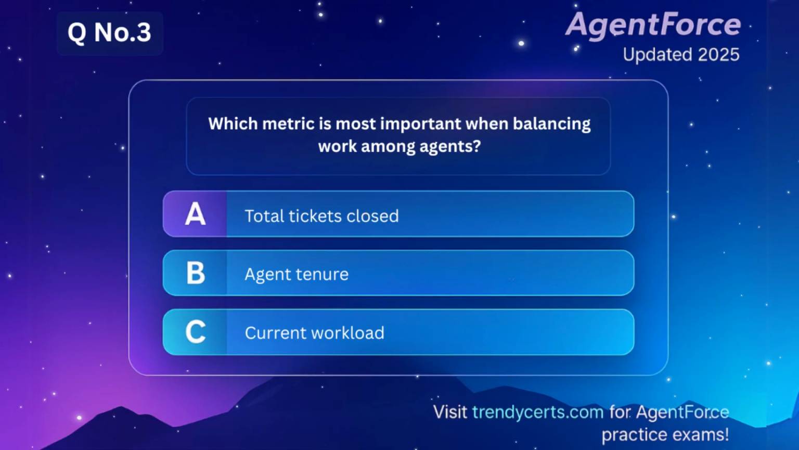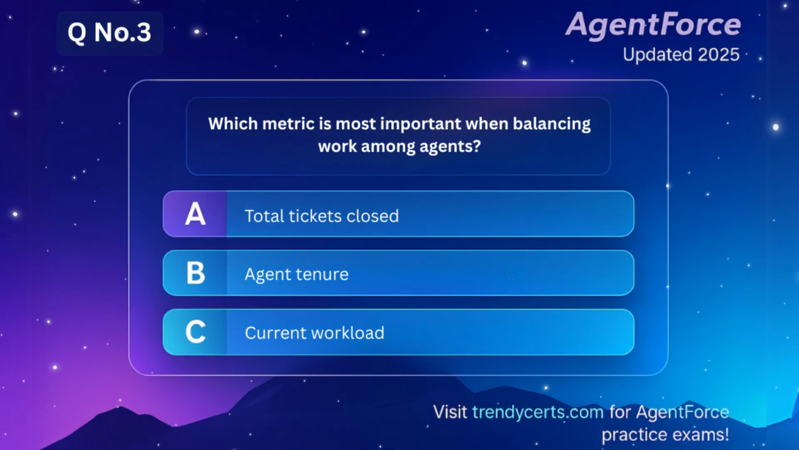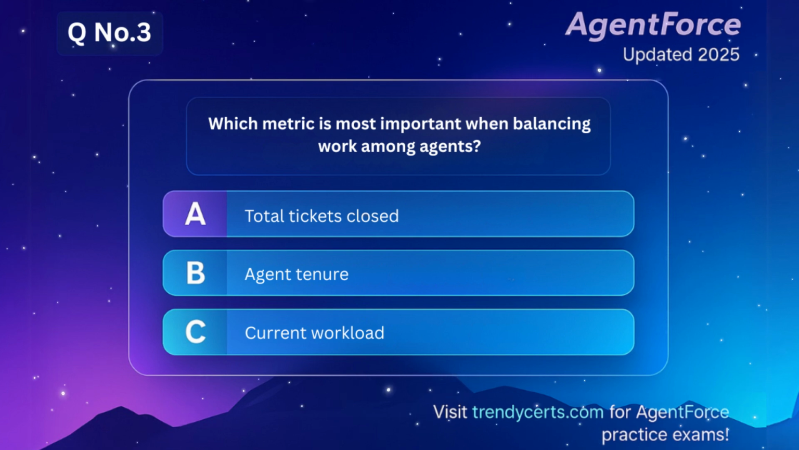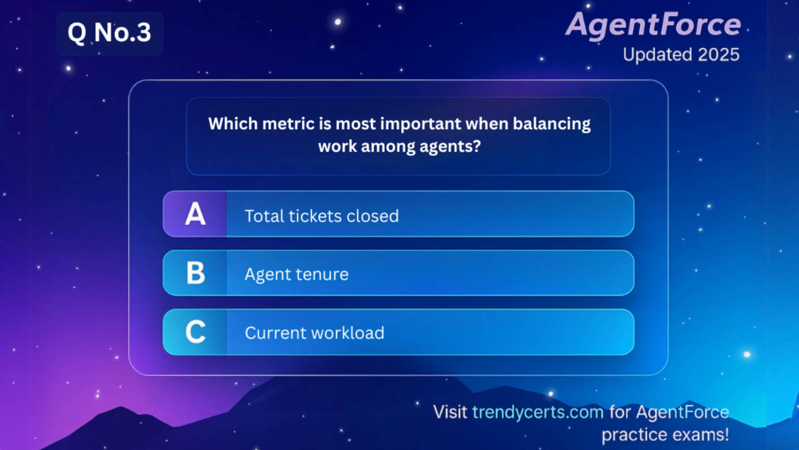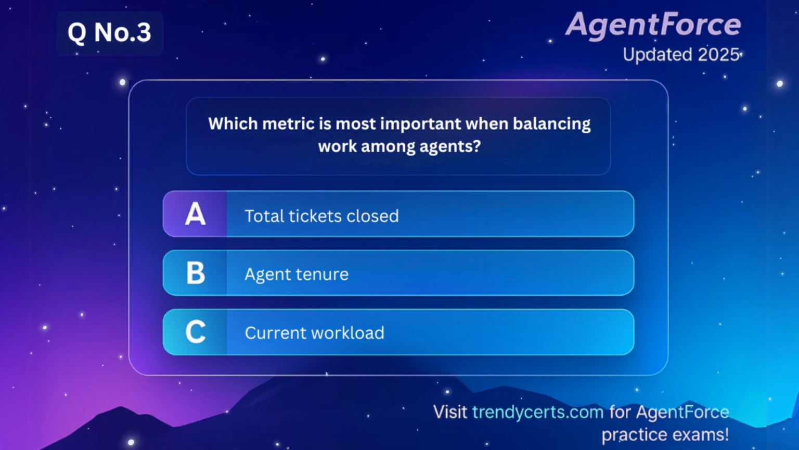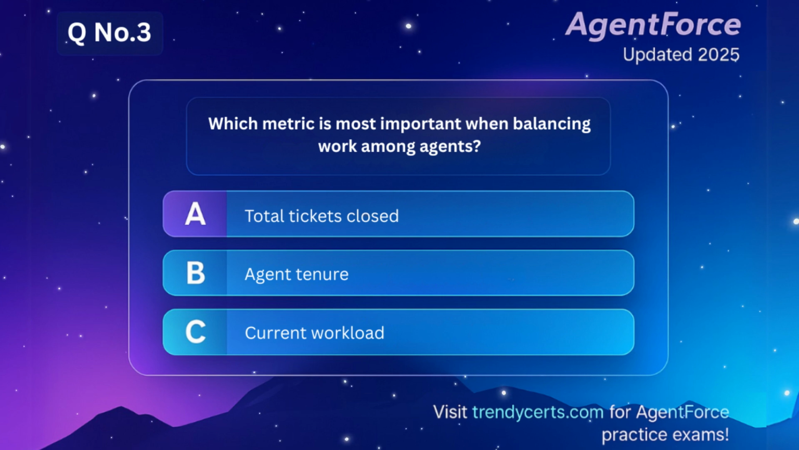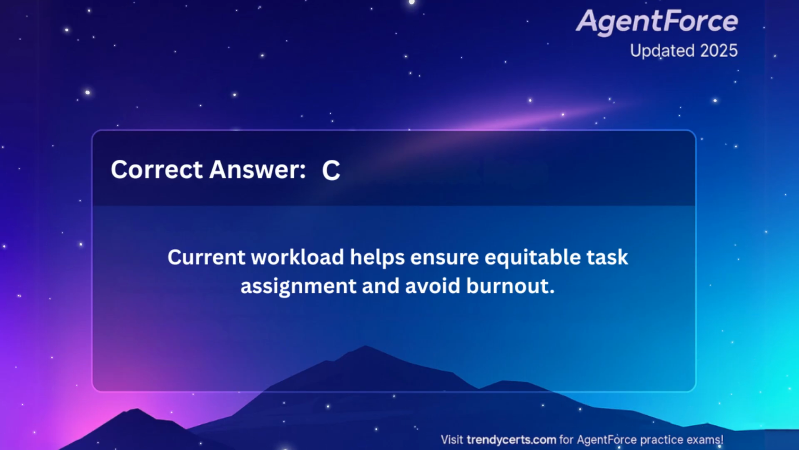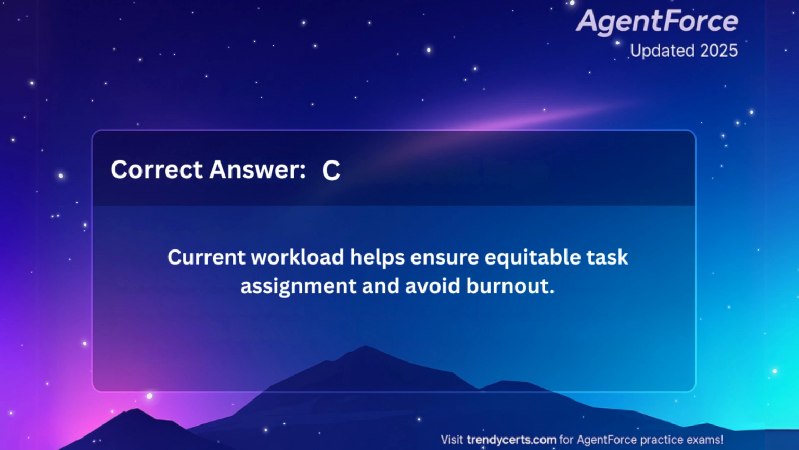Which metric is most important when balancing work among agents? A, total tickets closed. B, agent tenure. C, current workload. Correct answer, C, current workload. It helps avoid burnout by ensuring fair and balanced distribution of work.